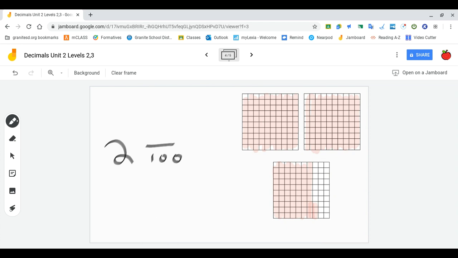And the fraction, I'm sorry, the numerator of the fraction, I can skip count just like I have before. So we have 10, 20, 30, 40, 50, 60, 70, 71, 72, 73. So this model represents 2 and 73 one-hundredths. And I can move on.